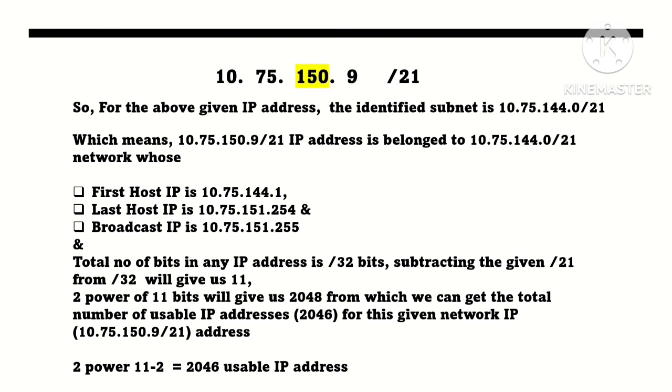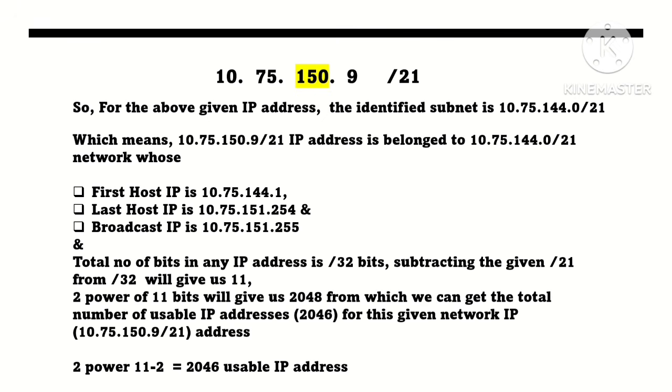So here you can see the first host IP has been derived, that is 10.75.144.1, and the last host IP is 10.75.151.254, and the broadcast IP is 10.75.151.255. The number of usable IP addresses can be calculated by subtracting this given subnet mask 21 from 32, which is the whole size of an IP address. You will get 11 as the answer, and you have to calculate the usable IP addresses using this number of bits, the remaining 11 bits.